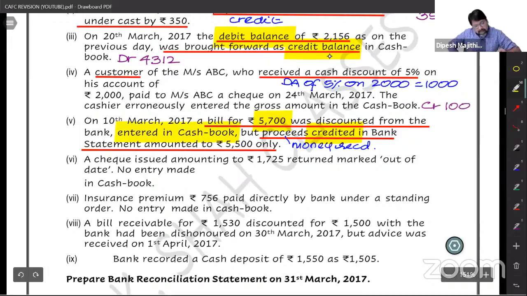5,700 was entered in the cash book. How much should have been entered? Sir, 5,500. But how much is entered? 5,700. How much extra is entered? Sir, 200. Which side is the 200 extra entered? Sir, this is money received. Money received is recorded on the cash book debit side. That means this 200 is extra recorded on the cash book debit side. Exactly. So what should we do? Sir, credit 200. Exactly. Credit.